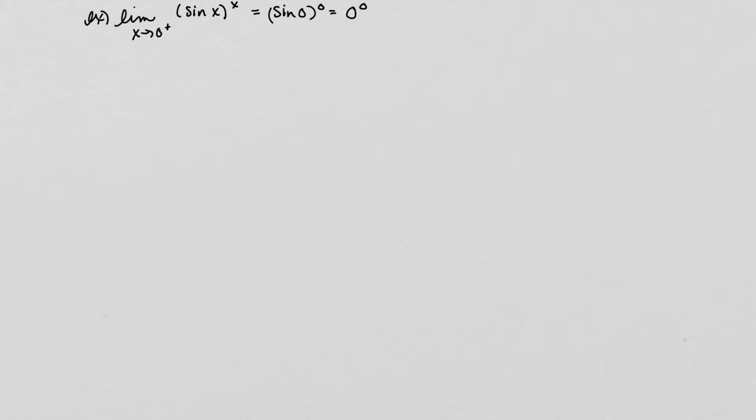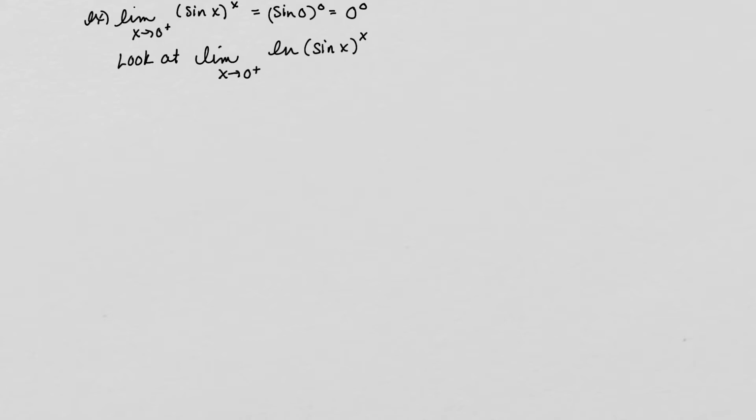So rather than look at this limit, we're going to come back to this limit. But what we're going to do is take a pause and look at a related limit. Rather than look at the limit of this function, we're going to look at the limit of the natural log of this function. So we're going to look at the limit as x approaches 0 from the plus side of the natural log of the sine of x to the x.